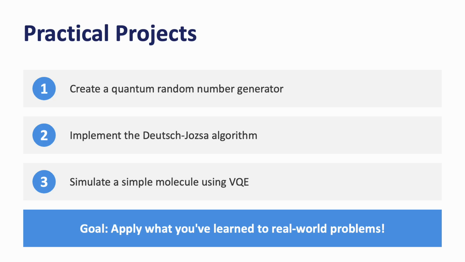My third suggestion is simulating molecules using something like VQE, which stands for Variational Quantum Eigensolver. We have discussed that in quite some depth in earlier lectures. This is a practical technique used in real world quantum computing research to understand molecular properties. It is more advanced, but it is incredibly satisfying to use quantum computers to simulate chemistry.